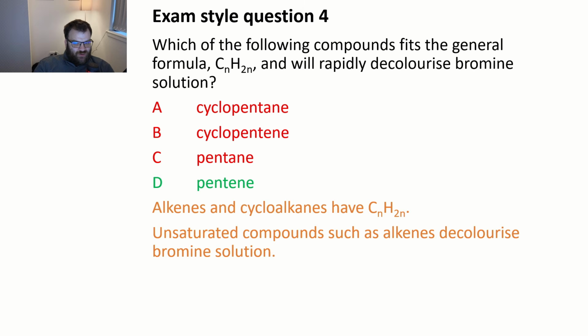A, cyclopentane would have CnH2n, but it doesn't have a carbon-to-carbon double bond. B wouldn't fit CnH2n, but would decolorize bromine solution. Pentane wouldn't do either of them. Pentene does both of them. If you don't remember what the general formulas are, you could still have sketched them out and drawn them out, and you would see how many hydrogens they've got in them would be another approach.